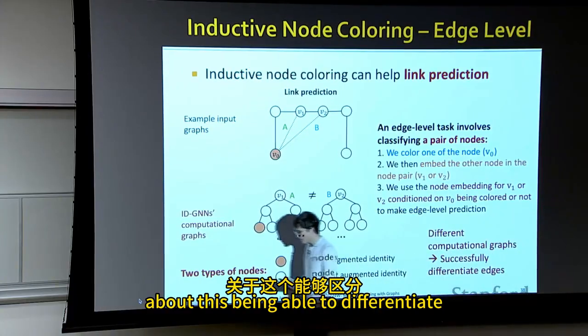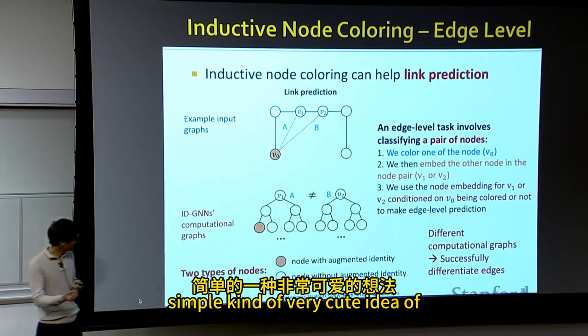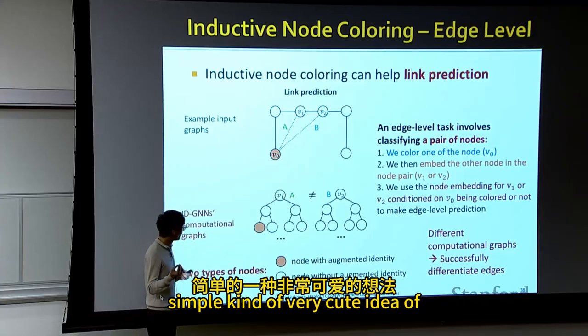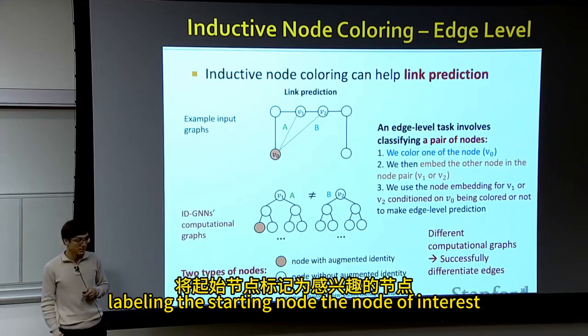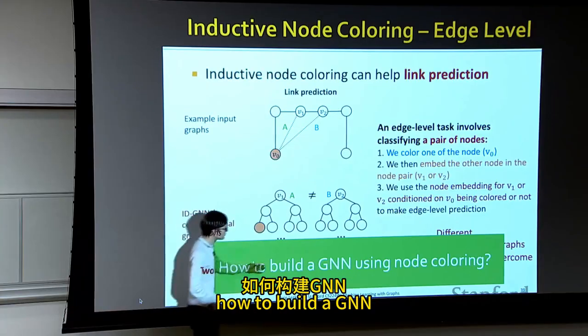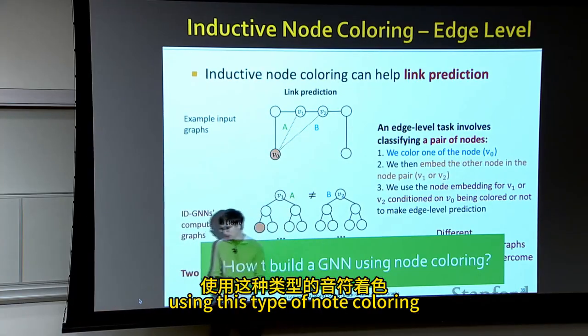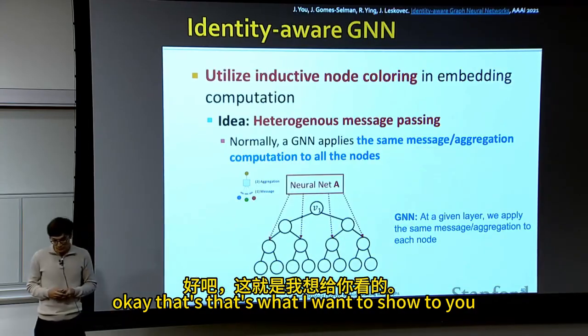Being able to differentiate between different nodes by using this simple, very cute idea of labeling the starting node, the node of interest. Now what I want to do next is actually show you how to build a GNN using this type of node coloring, okay? That's what I want to show to you.